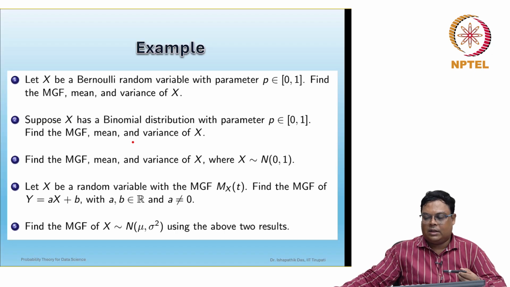Now next we will discuss the binomial distribution. It is an extension of the Bernoulli distribution. So here also we will find the moment generating function, mean and variance. Suppose X is a binomial distribution with parameter p belongs to (0, 1). Find the moment generating function, mean and variance of X. So how can we find that?